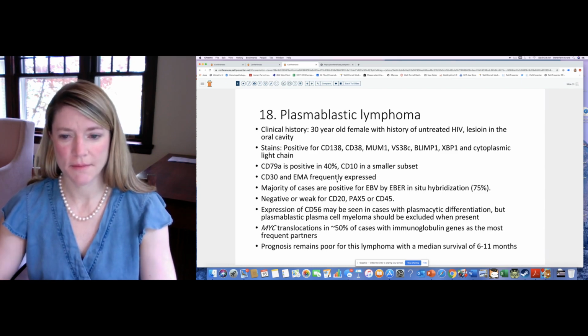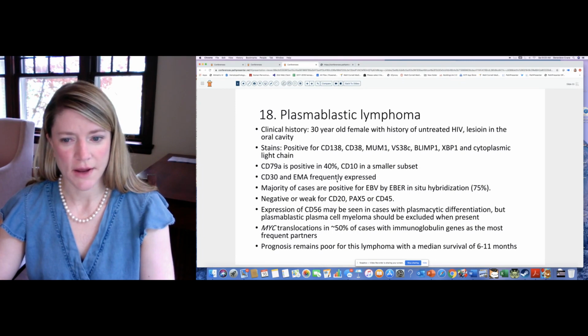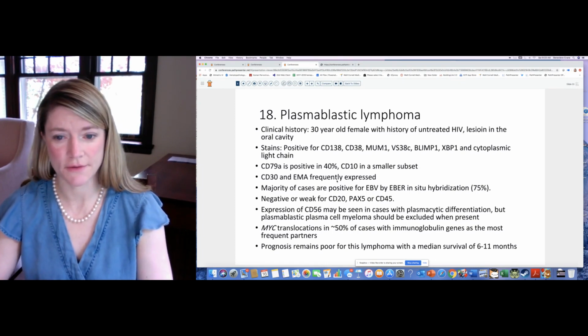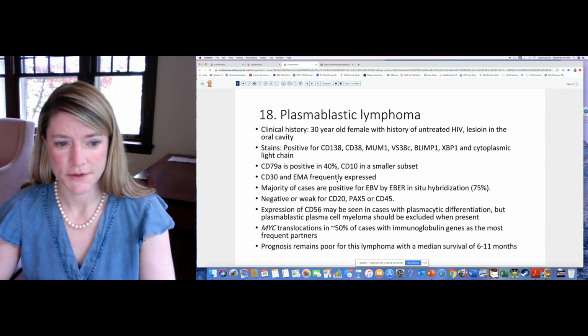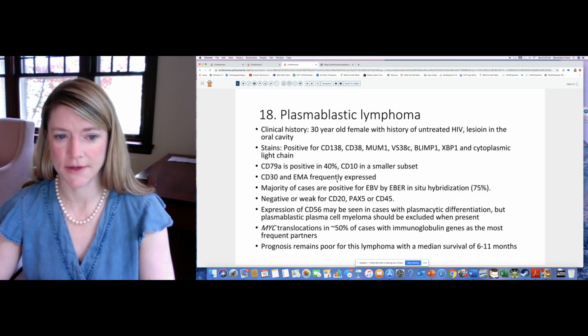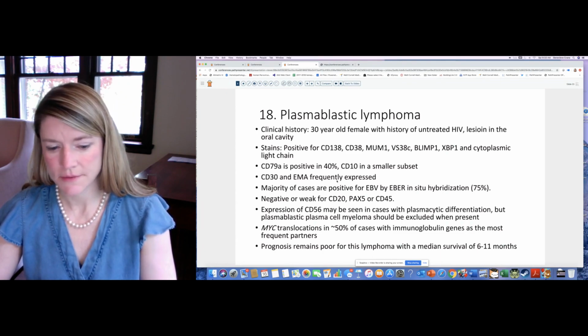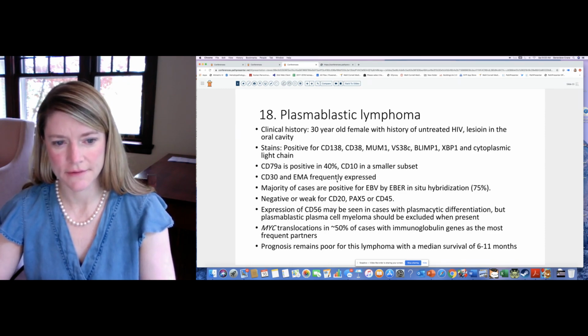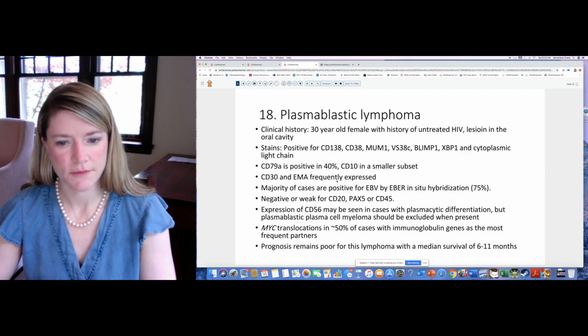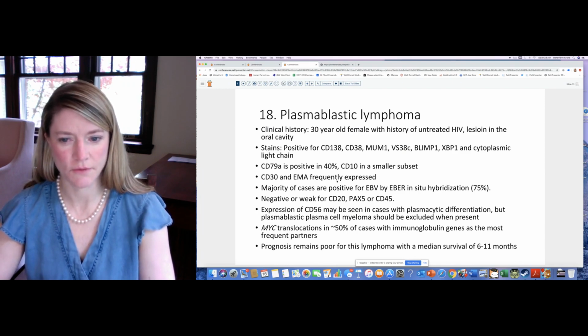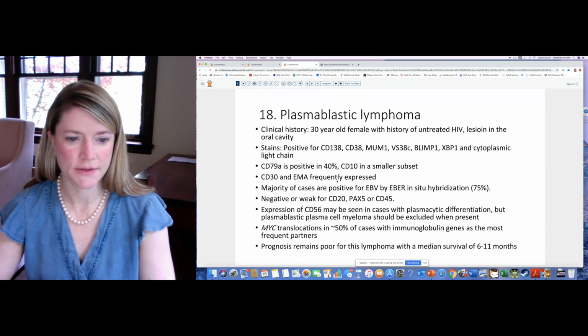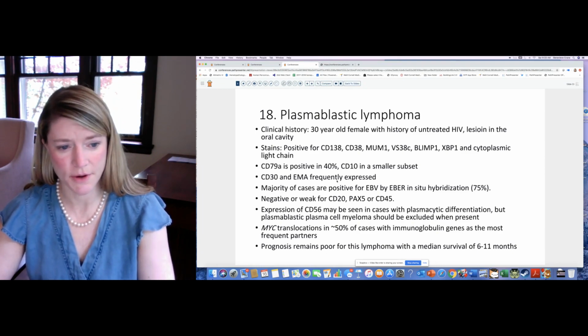Outside of the oral cavity, it may be a little bit less. And outside of the oral cavity, we might also see a greater degree of plasmacytic differentiation. And as I mentioned, they're typically negative or only weak staining for CD20, PAX5, or CD45. And sometimes a differential, particularly maybe outside of the oral cavity and with greater degrees of plasmacytic differentiation, you could wonder if this is a plasmablastic form of plasma cell myeloma. And indeed, that should be excluded, particularly in cases where you see CD56 expression.